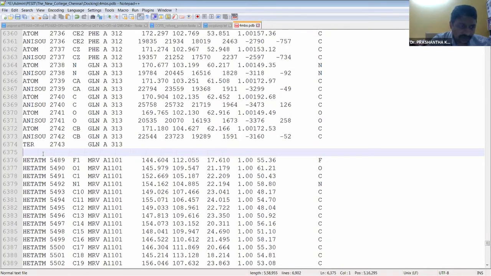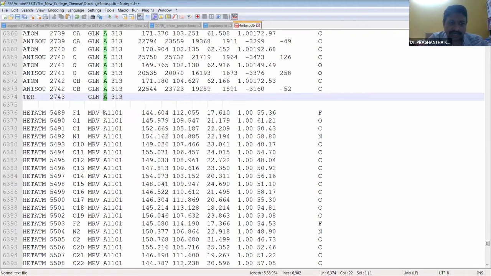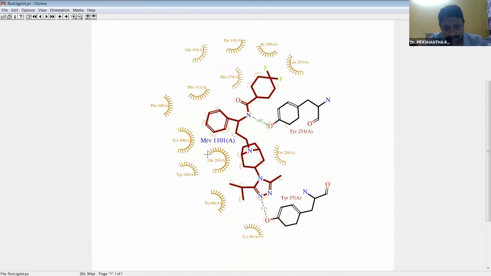So now we have the A chain. That is what we did yesterday. When we have two chains, A chain and B chain, if both chains are homodimers, and if the ligand is not interacting with the B chain, then we will take only one chain. So that is why I am taking only the A chain and deleting the B chain. That is completely based on this, because the Maravirok is interacting only with the A chain. That is why I am removing the B chain.